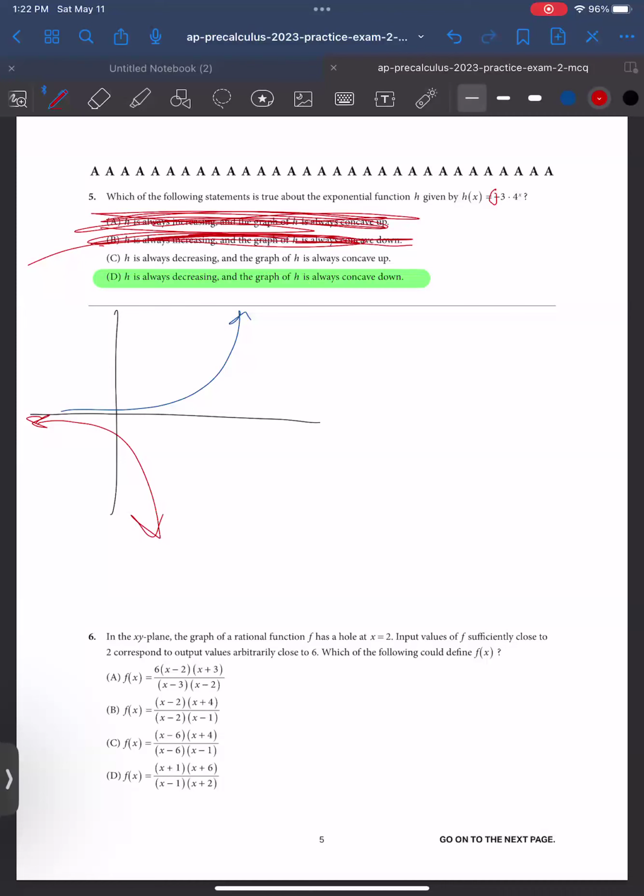Issa just needs 90% of this exam to be increasing. 90% of this and I pass. Flying colors. All right, here we go.